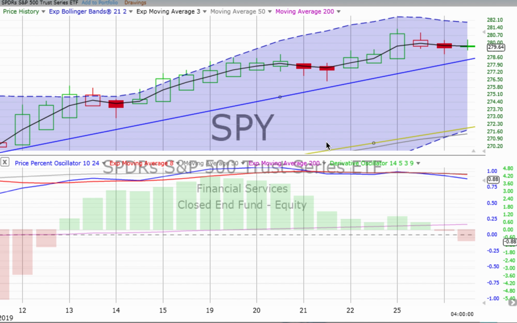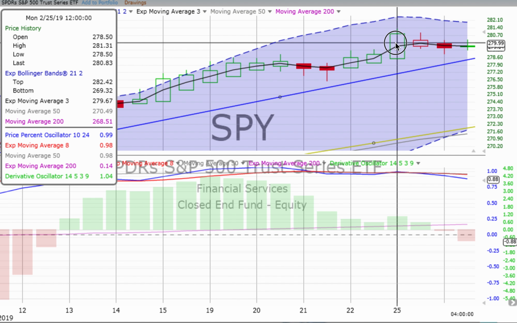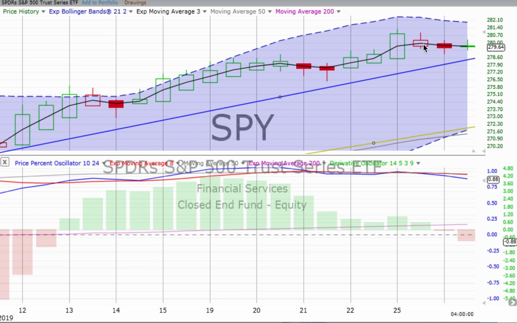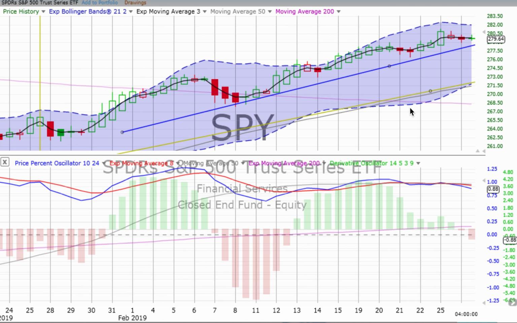And of course, as we look at that 4-hour chart, we can see that things topped out back on the morning of the 25th of February. That was this last Monday, and have really been moving down and sideways since then. Saw the S&P down in the morning, up a little bit on those Heikin-Ashi candlesticks in the afternoon. We see the price percent oscillator pulling away from the red signal line and the derivative oscillator gaining downward momentum. So keep your eye on things.